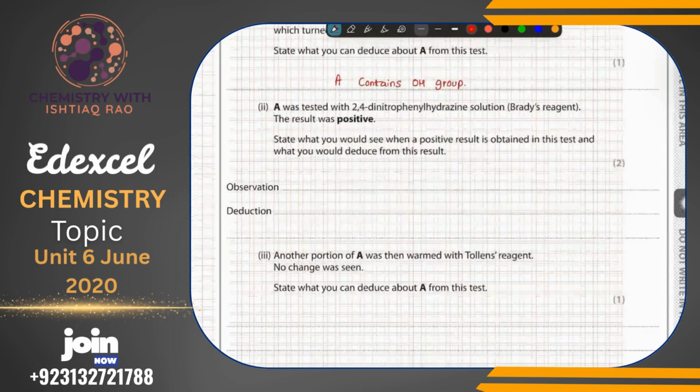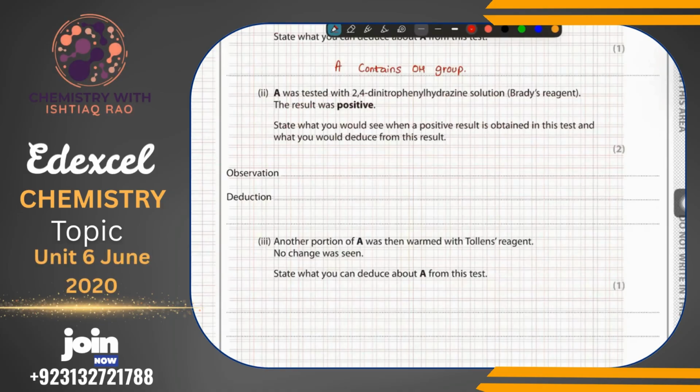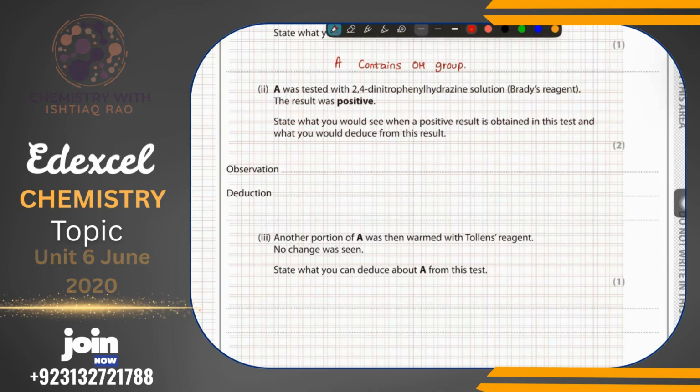A was tested with 2,4-DNPH solution, and the result was positive. State what you would see when a positive result is obtained in this test and what you would deduce from this test. Observation: when 2,4-DNPH reacts, you get an orange precipitate, due to a carbonyl group.